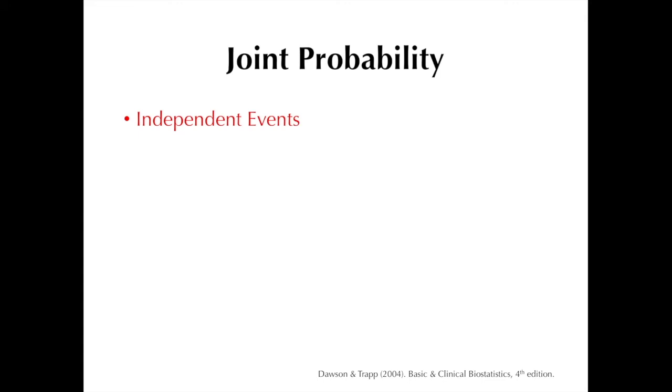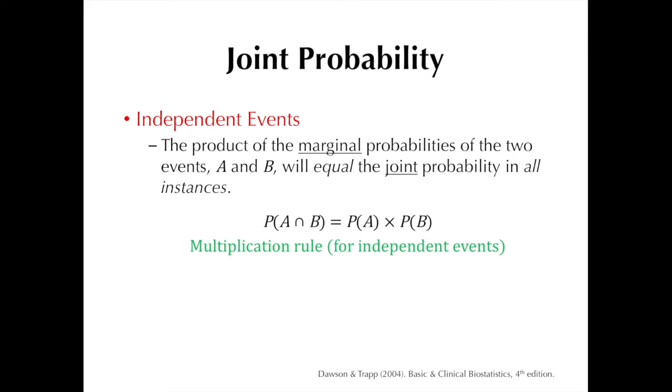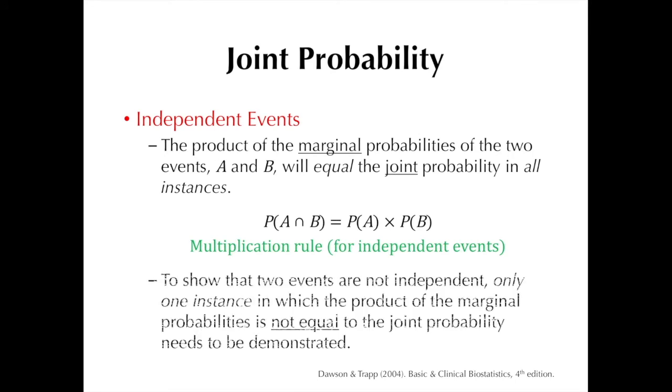Now, if two events are indeed independent, the product of the marginal probabilities of these two events will equal the joint probability in all instances. Expressed mathematically, we get this. Conversely, if you want to show that two events are not independent, only one instance in which the product of the marginal probabilities is not equal to the joint probabilities needs to be demonstrated. Now let us show an example in the following slide.